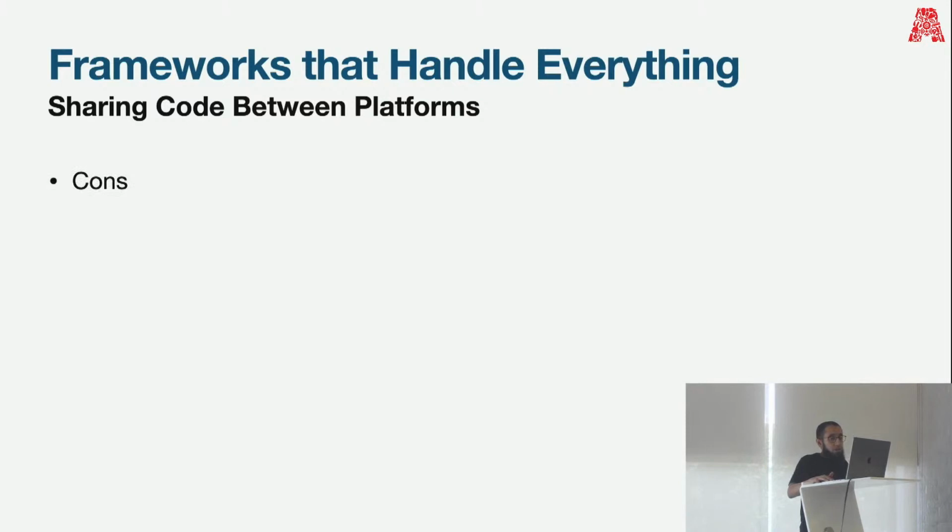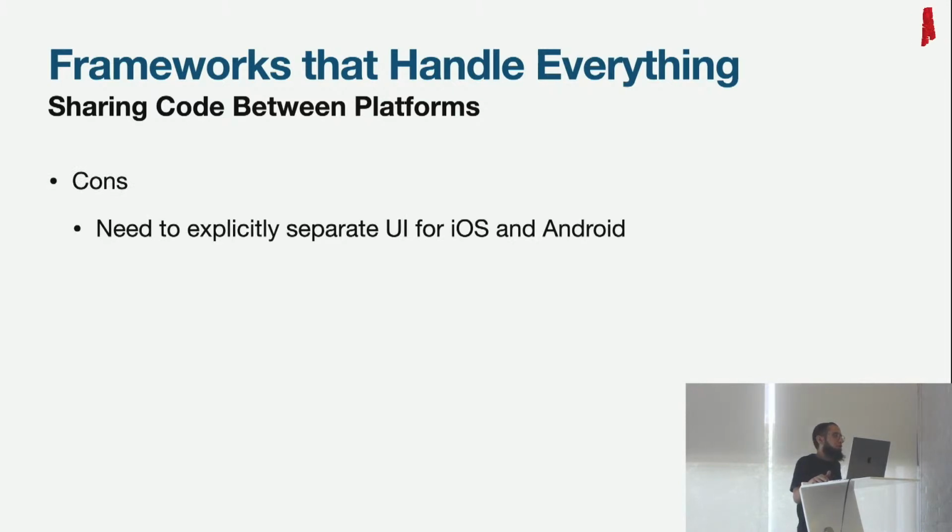Some of the cons. First off, even though in theory the code that you write gives you an iOS and an Android app, the reality is that you still need to explicitly separate out iOS and Android UI logic in a lot of these cases, especially because of the UX, the user experience. People on iOS are used to a certain type of user experience. People on Android are used to a different type, and if you try to ship one on the other, people will feel that something is wrong, something doesn't feel right.